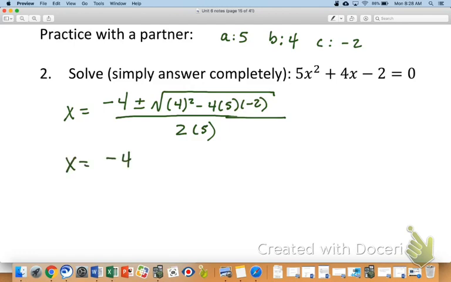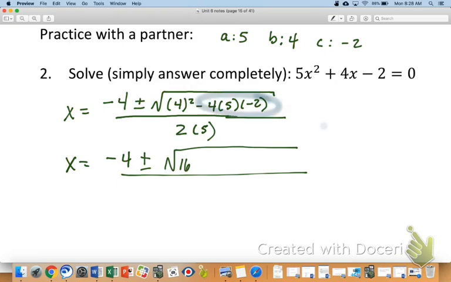X equals negative 4 plus or minus the square root. 4 squared is 16. And sometimes people will struggle with this part. If there's ever a struggle, it's usually that part right there. I'm going to look at this as negative 4 times 5, which is negative 20. And negative 20 times negative 2 would be a positive, so it's going to be plus 40. All over 2a. 2 times 5 is 10.